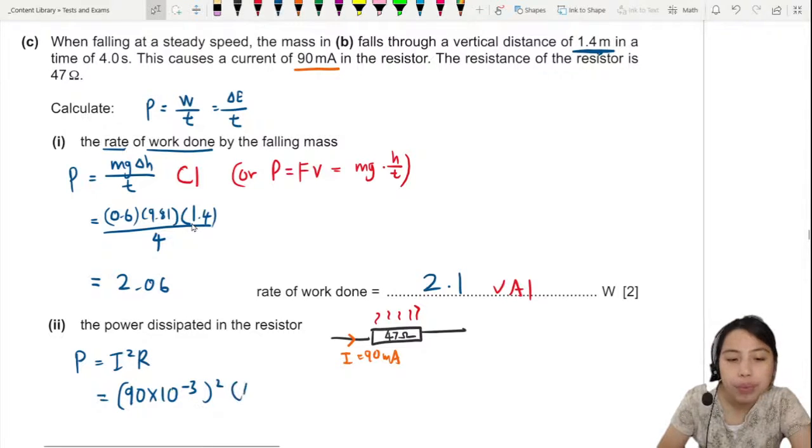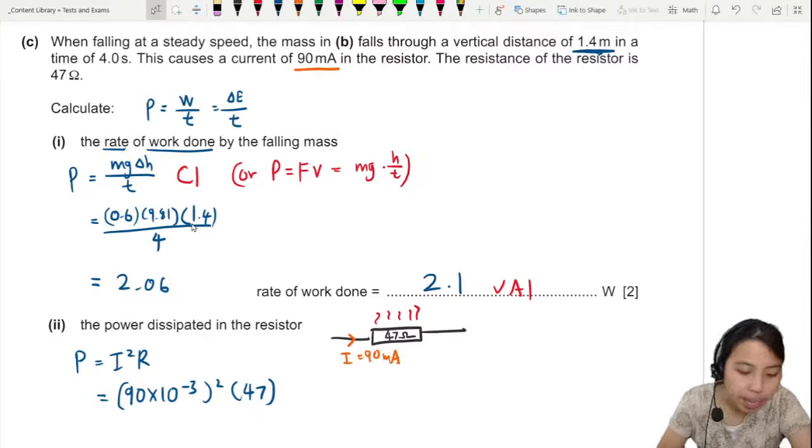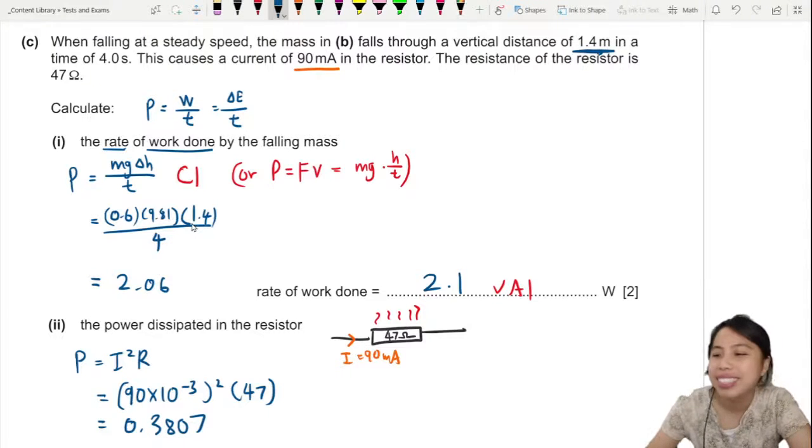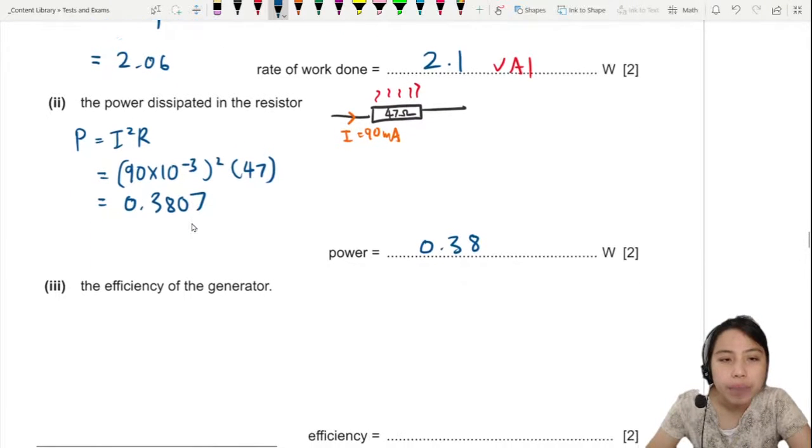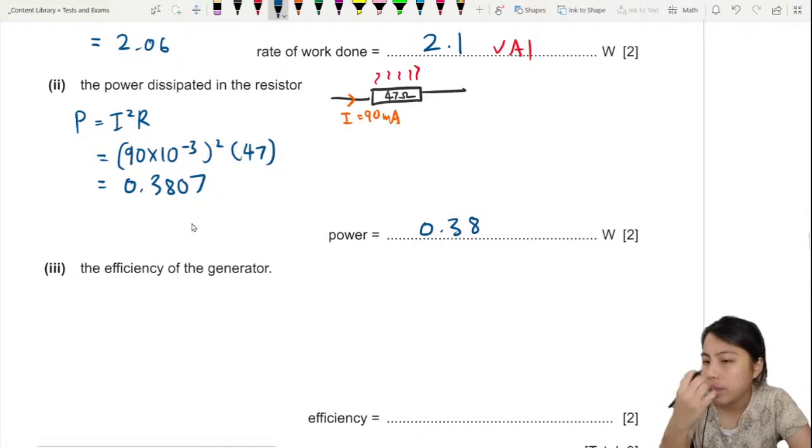Square. Then 47 ohm. This will give me a value of 0.3807 as my power dissipated. So that's right here, 0.38. Okay, last part. Efficiency of the generator.